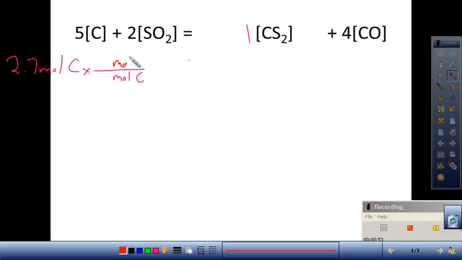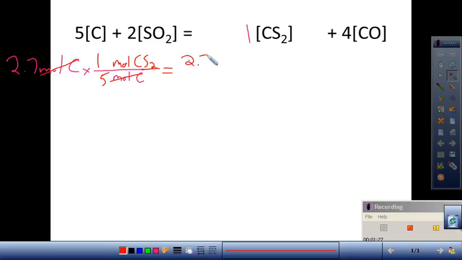So I want to get into CS2. And I want to get out of C. So a multimole ratio. I just take my numbers, my coefficients from my equation. So for C, my number in front is 5. For CS2, my number in front is 1. Cross off my like units. That leaves me with moles of CS2. That's what the question is asking for. How many moles of CS2 are there?